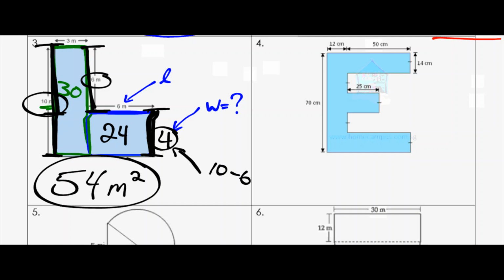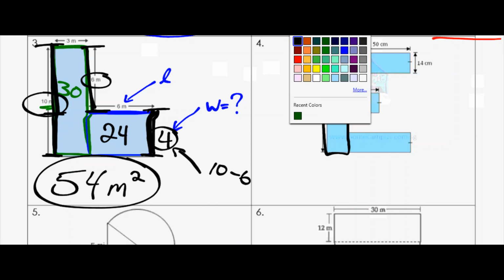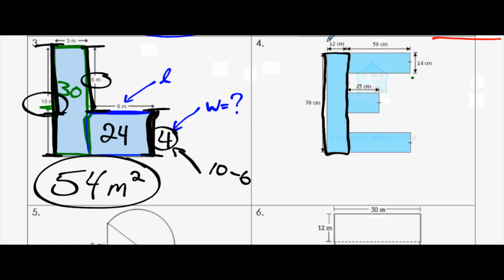On this E shape, I basically just have a bunch of rectangles. I have this one long rectangle here, and then 3 rectangles coming out of that block. So I colored the top one and bottom one the same because they are the same. So these little marks, that is telling me that those have the same measurements.